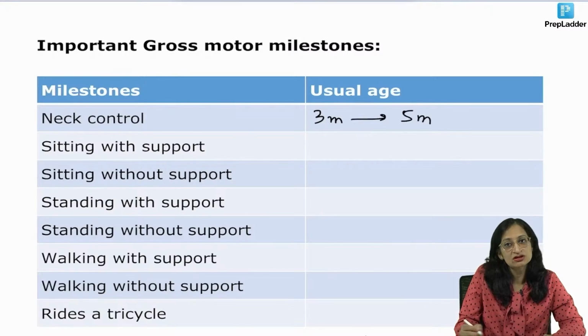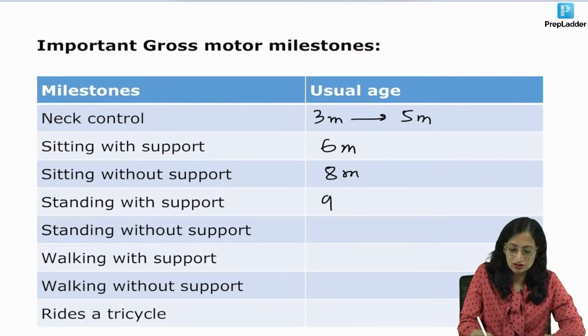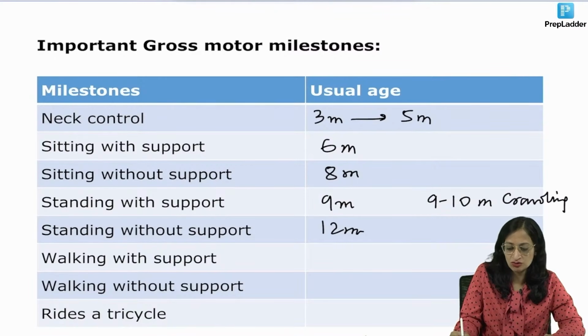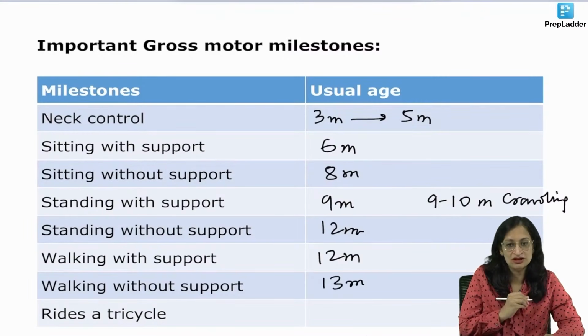Sitting with support will come at 6 months, without support 8 months. After sitting, what will come? Standing. So, standing with support 9 months, standing without support will come around 12 months. In between, around 9 to 10 months or 10 to 11 months, you have crawling and then creeping and so on. Okay, crawling followed by creeping. Walking with support comes at around 12 months, without support around 13 to 14 months.